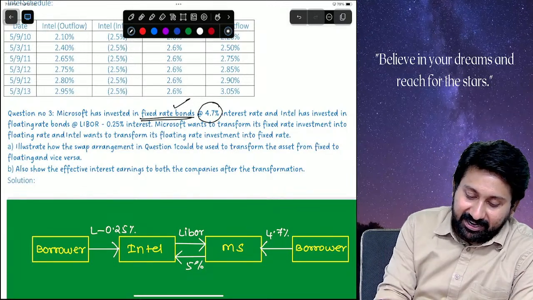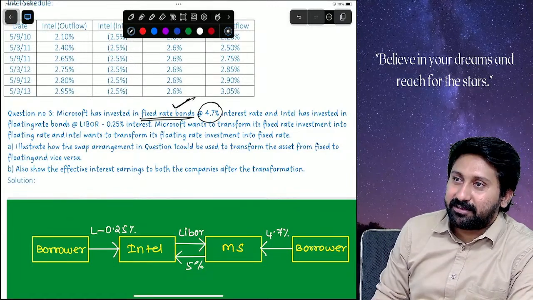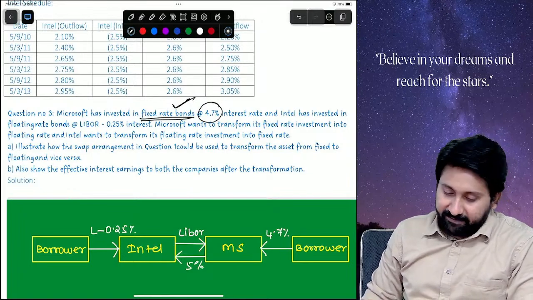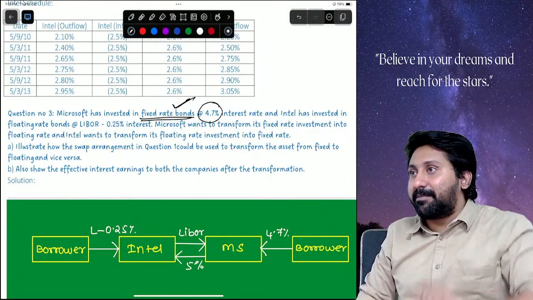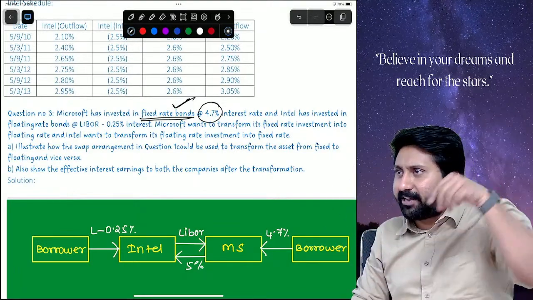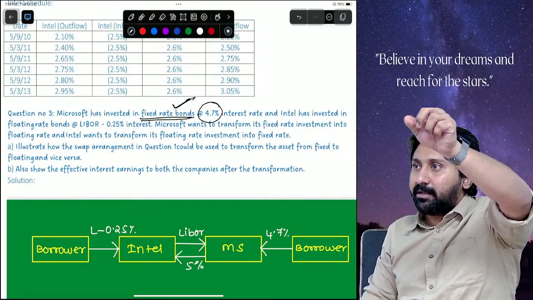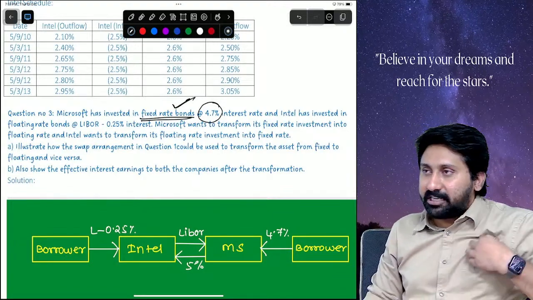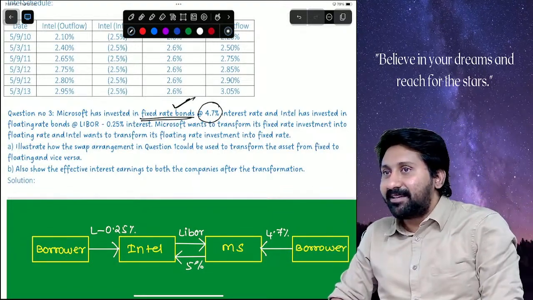Microsoft has invested in fixed rate bonds. What is the rate? 4.7. Very good. Intel invested in a floating rate bond, LIBOR minus 0.25. Sir, there is no rule that LIBOR should always be added with the spread. It can also be reduced with the spread. Why will it reduce here? Shall I tell you why?